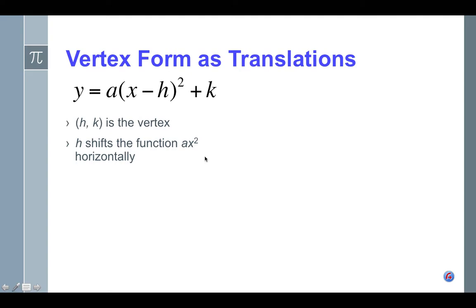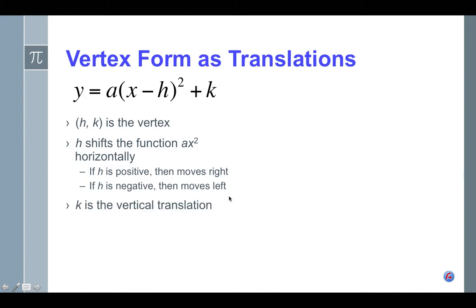h represents the horizontal shift, and if h is a positive number, then it moves the original ax squared to the right. If h is a negative number, then it moves the function to the left. If h is our horizontal, that means that k is our vertical translation, and if k is positive, it moves up, and if k is negative, it moves down.